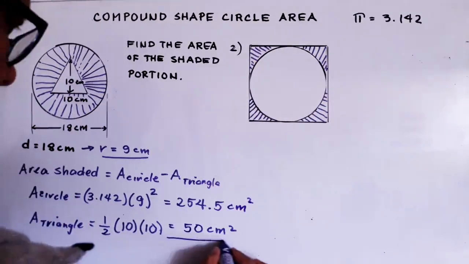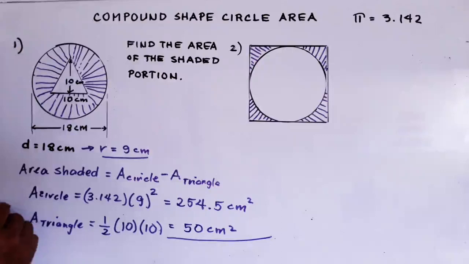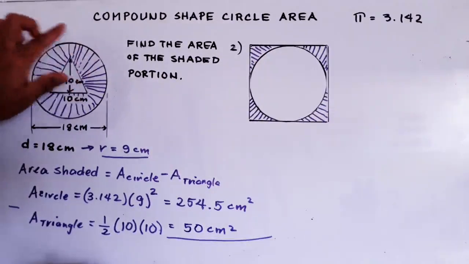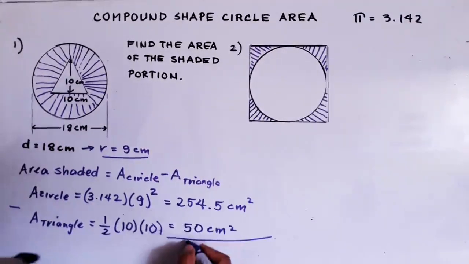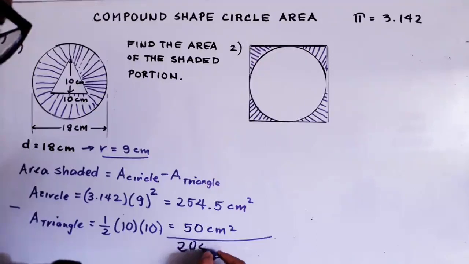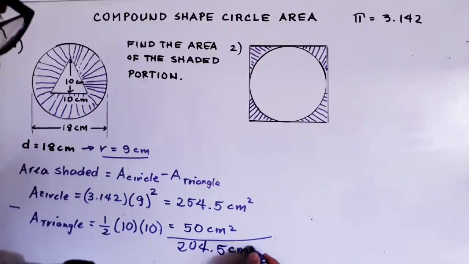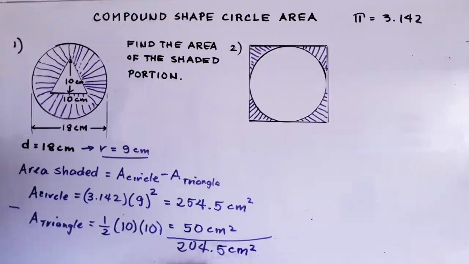So we need to find the shaded portion, which is the minus here. So just minus the area of this triangle from the entire area of the circle, and we have the area of the shaded portion, which is also the net. And for the net, we have 204.5 centimeter squared, and that is for number 1.